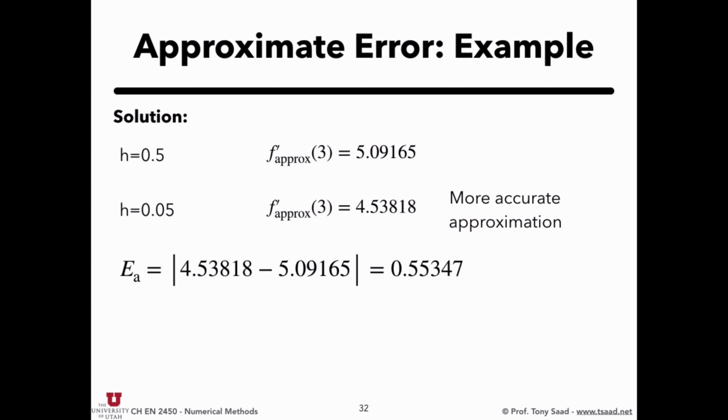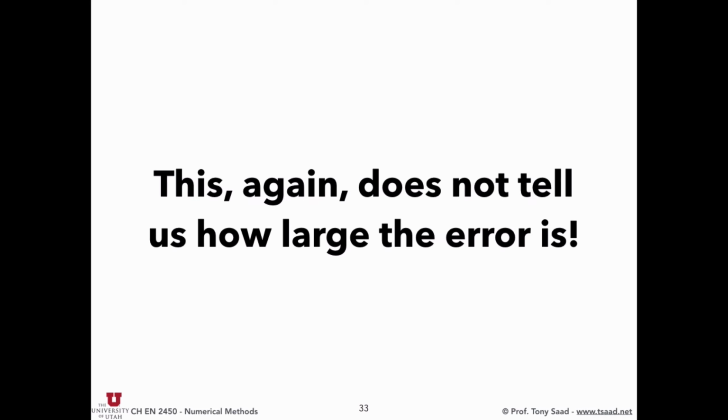At some point, you will see that the error will not change much as you change h, okay? Now, this again does not tell us how large the error is, okay? So it's just giving us a number, but we have no sense of scale. Again, remember the example of the 1-foot error with the bridge and the table, okay?